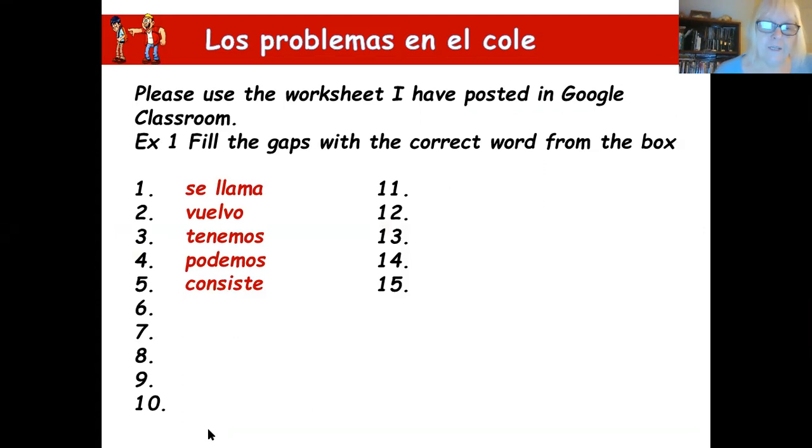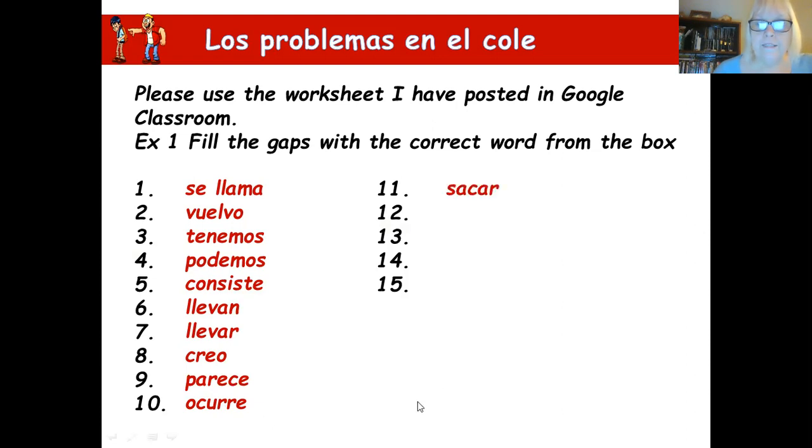My cat is joining in. Consiste, it consists of. Llevan, they wear. Llevar is to wear, it's the infinitive. Llevar is to wear, to take, to carry. And here it's talking about uniform. Creo, I think, or I believe. Parece, it seems. Número 10, ocurre, it happens, it occurs.